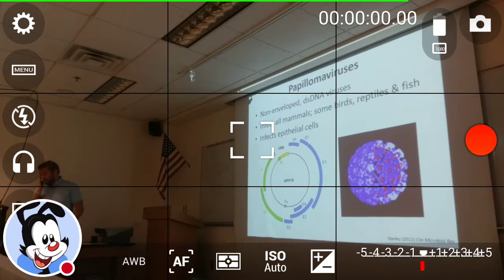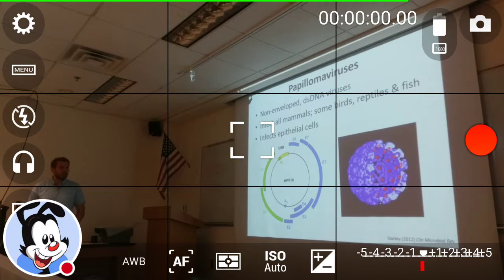So they're about 8,000 base pairs, so they're a little bit bigger than those polioviruses that we talked about. They're non-enveloped, double-stranded DNA. They infect essentially every mammal, bird that we've looked at, reptiles, and then they infect fish, so that suggests that these things have been around for 500 million years, if not more. So they've been evolving alongside us forever.